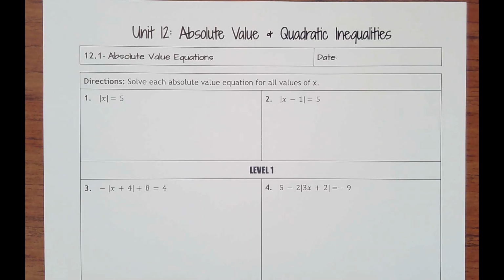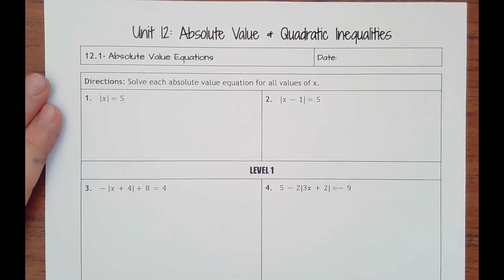Unit 12 is called Absolute Value and Quadratic Inequalities. We're going to start with lesson 12.1. It's absolute value equations. This will be a review of things that you really learned in Algebra 1. We talked about it again in Algebra 2, but since it's been 2 years, let's go ahead and review it. It says to solve each absolute value equation for all values of x.